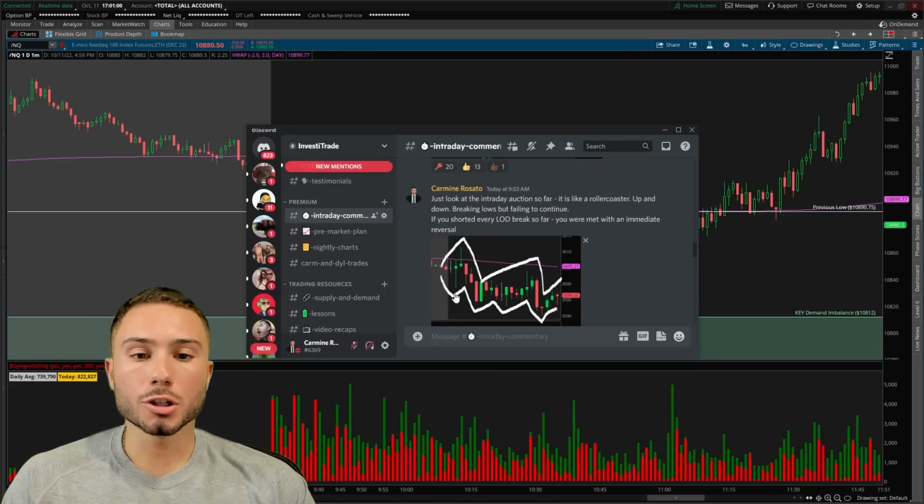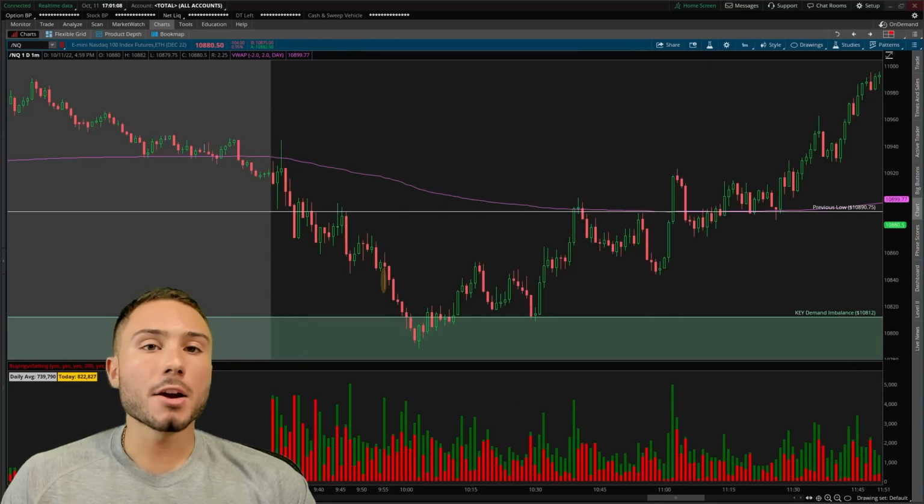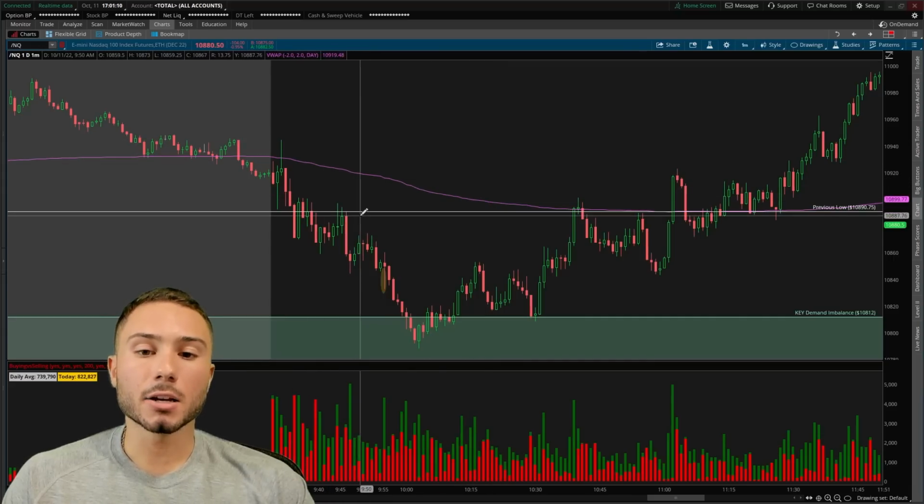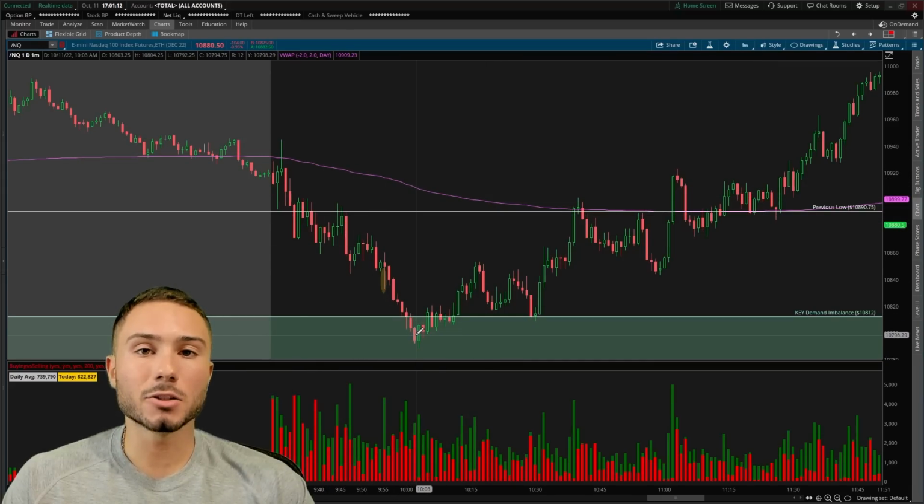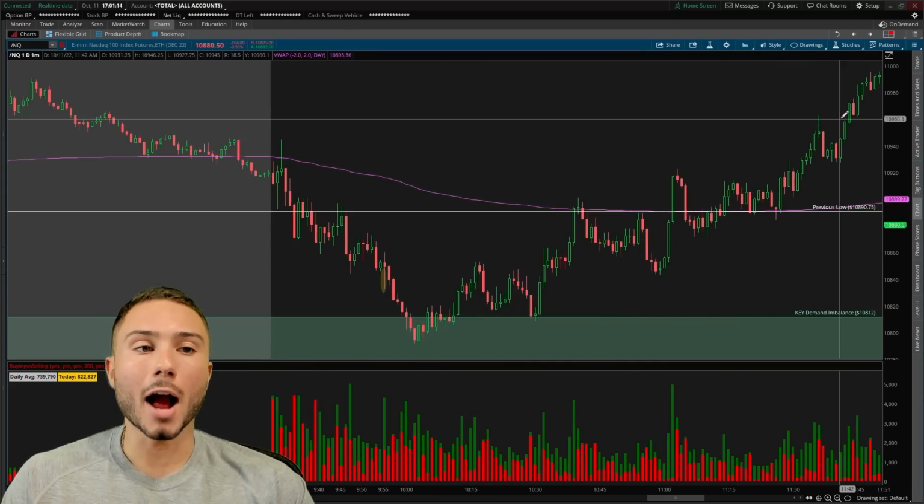It was like a roller coaster, up and down, up and down. And every single low at daybreak was met with not more aggressive selling. And this is why you always have to follow your plan, because the NASDAQ continued to sell off, hit this demand zone, and had a very, very strong rally.